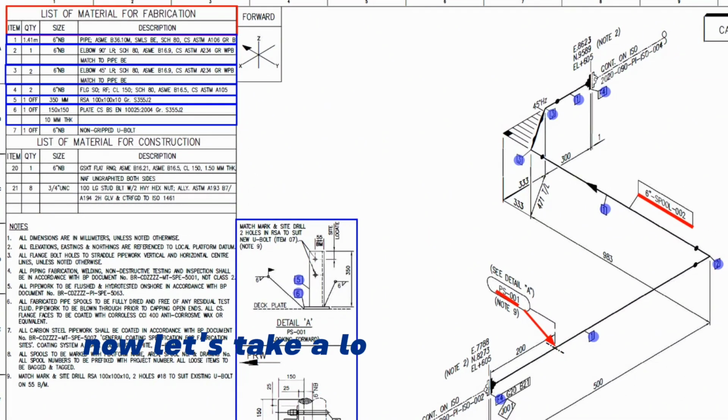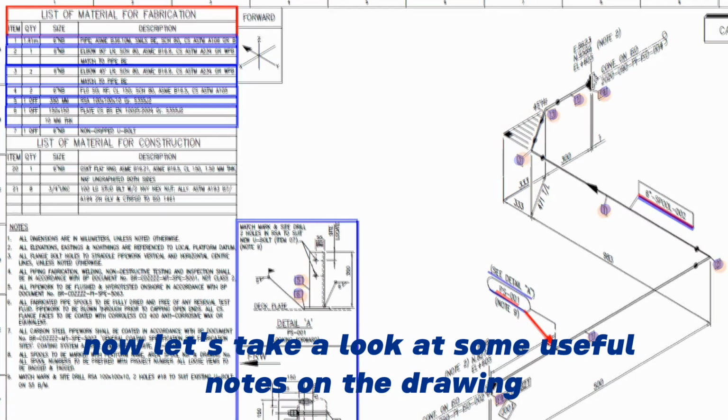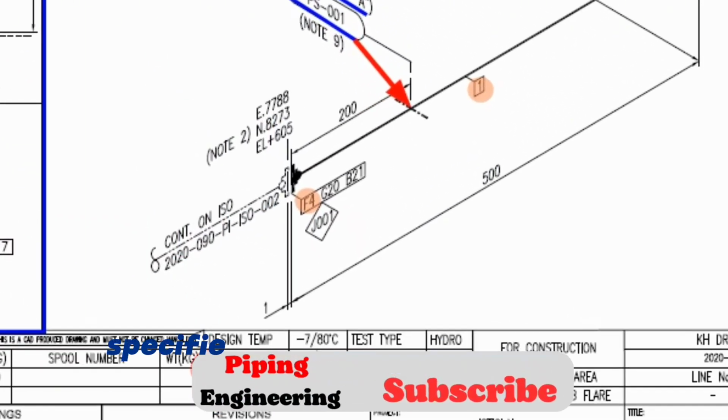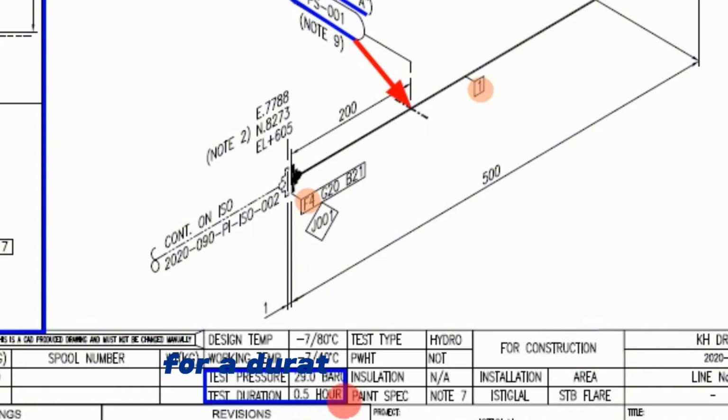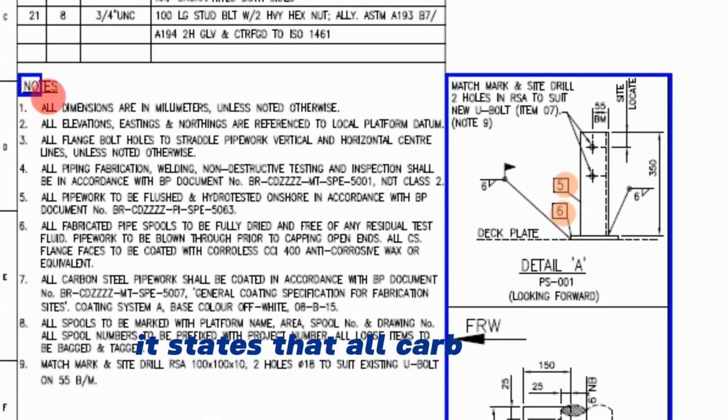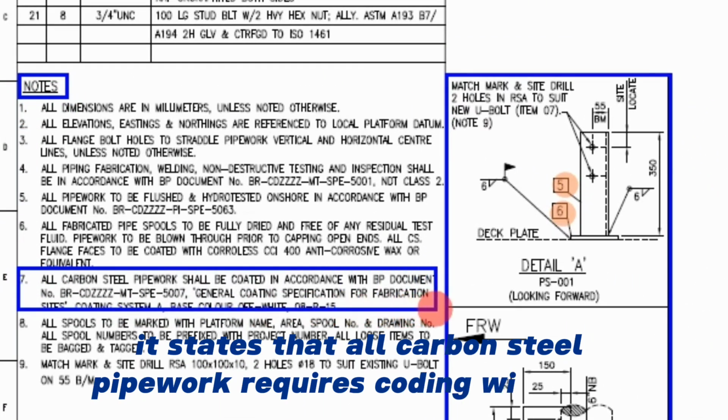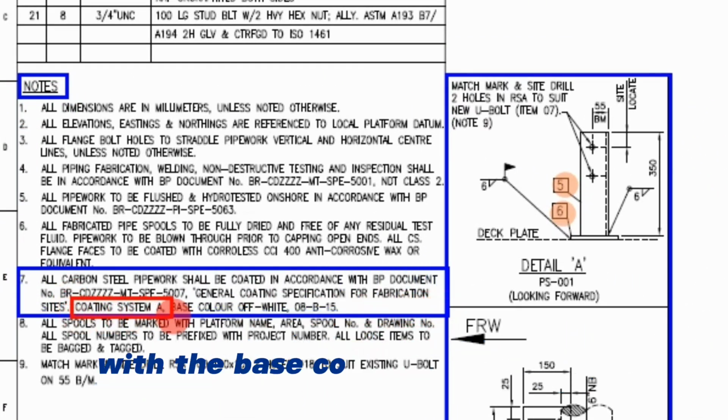Now, let's take a look at some useful notes on the drawing. This drawing specifies that the pipeline should undergo a pressure test at 29 bar for a duration of 0.5 hours. Additionally, note number 7 states that all carbon steel pipework requires coating with paint system A, with the base color being off-white.